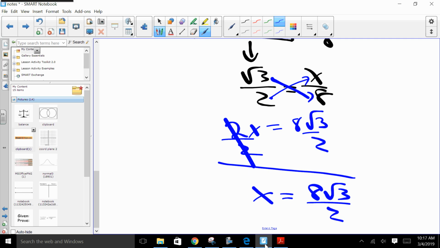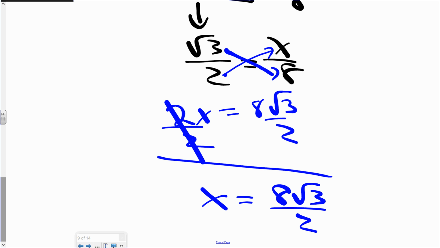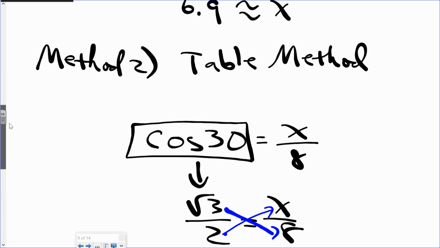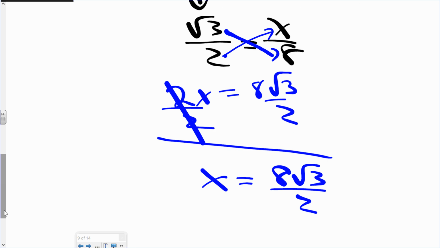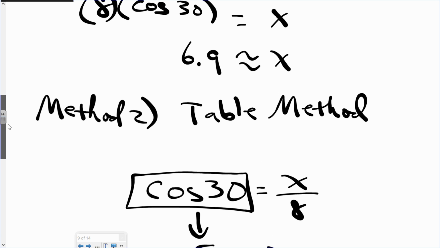So the second method gives us the exact answer. Look, it's not an approximation. X equals 8 rad 3 over 2. There's no approximating. Method 1 gives us the approximate. Same answer, though. This is the exact simplified answer. Method 1 is the approximate answer of the irrational, 6.9.